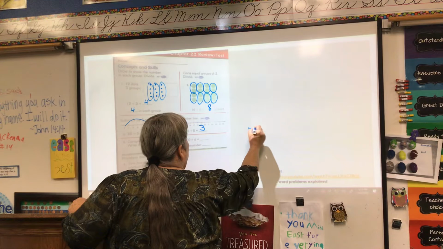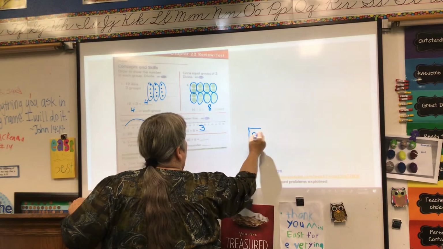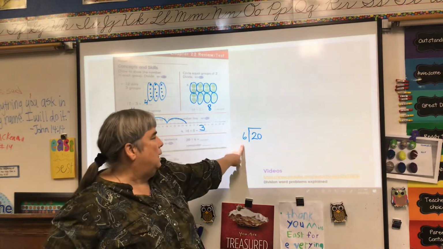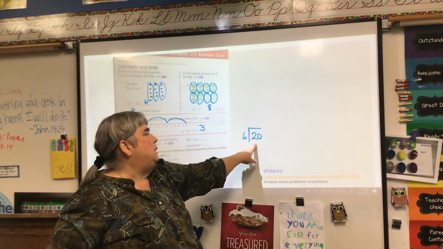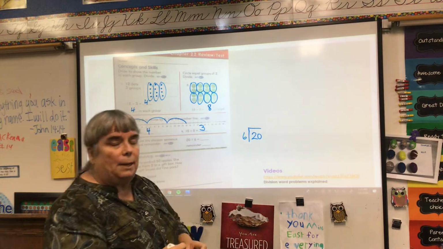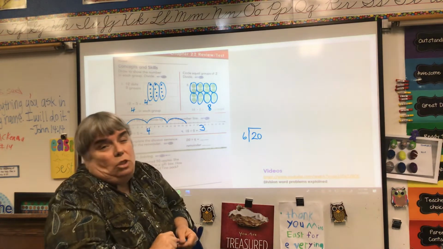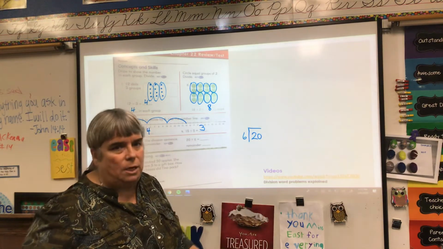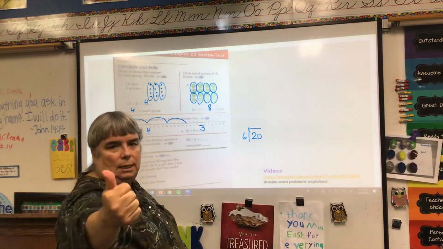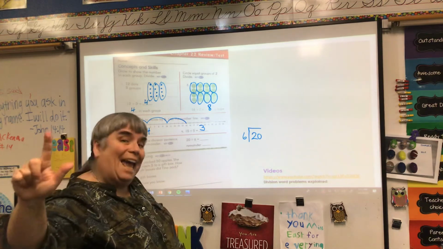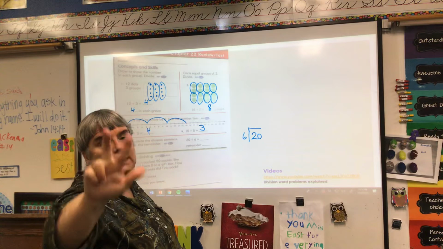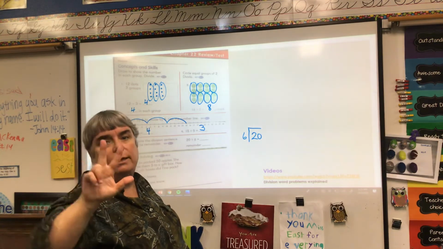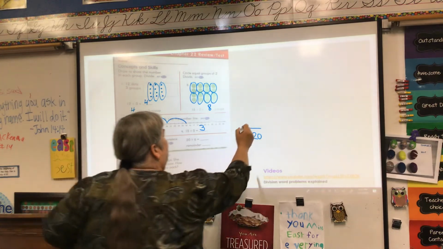So I'm going to do my division problem like that. And I'm going to say, how many times does 6 fit into 20? I'm going to skip count by 6 and get as close to 20 as possible without going over, because once I've gone over, I've gone too far. So 6, 12, add 6 to 12 and you get 18. Now if I add 6 more, I know I'm going to go over.